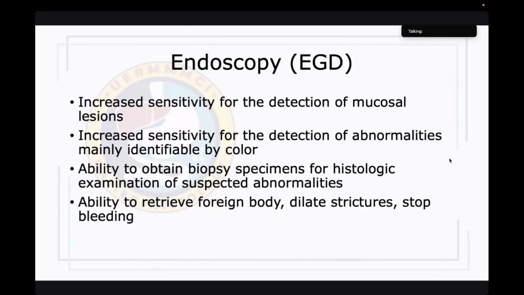And since this is a direct visualization, other advantages of endoscopy in terms of detecting abnormalities are, number one, an increased sensitivity for the detection of mucosal lesions, like small ulcers that may be missed by CT scan or contrast radiography. And number two, it can also increase sensitivity for the detection of abnormalities which are mainly identifiable by color. So examples are Barrett's metaplasia or vascular lesions.